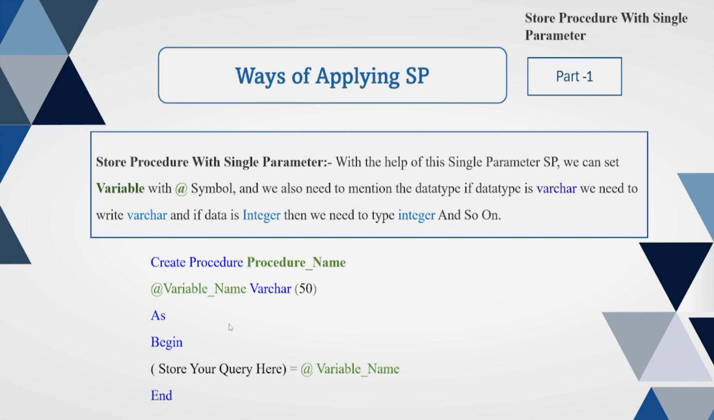And here is the syntax guys of using a stored procedure with a single parameter. The syntax is almost the same: create procedure, procedure name, then the as keyword, begin keyword and end keyword. And between this begin and end keyword, you can store your query. But the catch here is that you need to create a variable before the as keyword. And that variable we can use under our query so that our query becomes more dynamic. So let's learn with a practical how we can use a stored procedure with a single parameter. So let's jump into this SSMS screen.